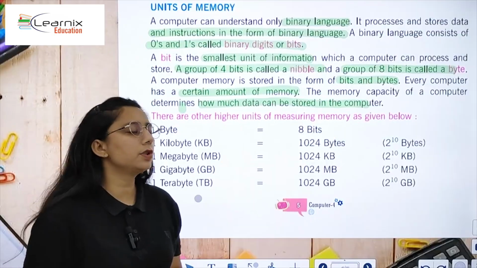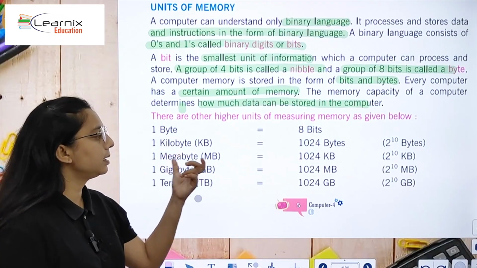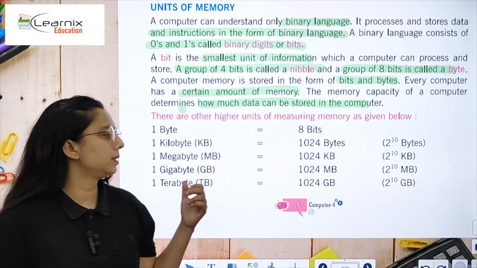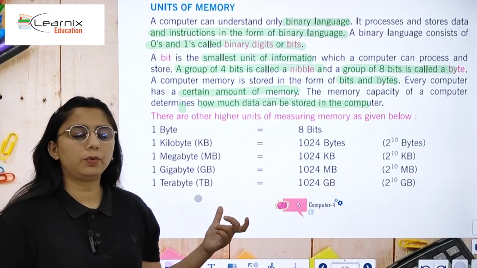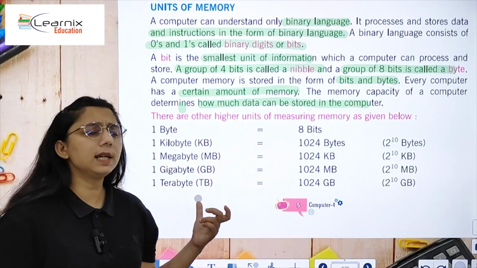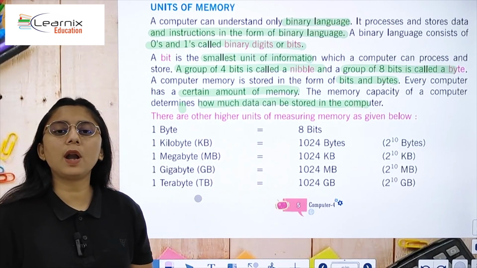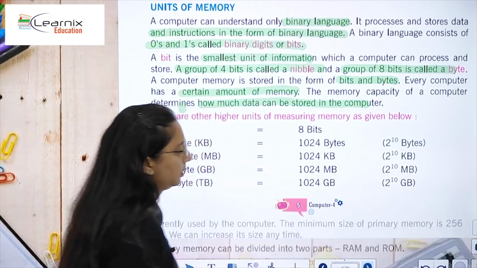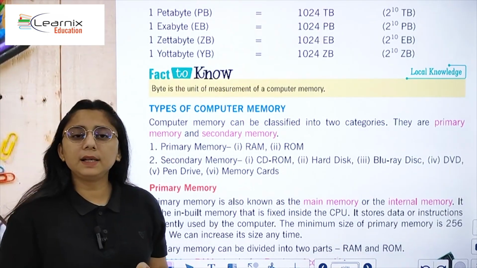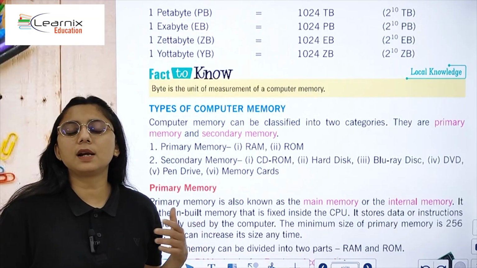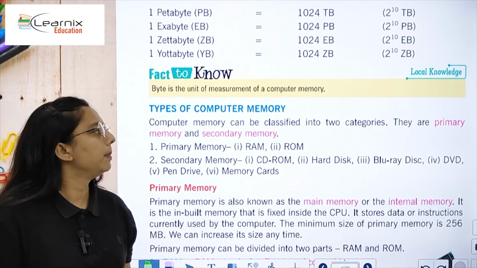Now there are higher units of measuring memory: 1 byte is equal to 8 bits, 1 KB is equal to 1024 bytes, 1 megabyte is 1024 KB, 1 gigabyte is 1024 MB, and 1 terabyte is 1024 GB, and then 1 petabyte, exabyte, and zettabyte. These are the different units of memory.